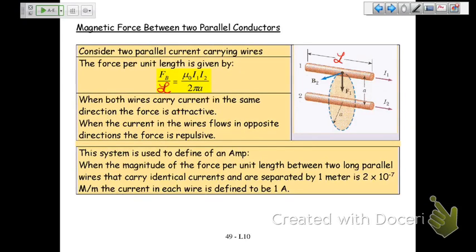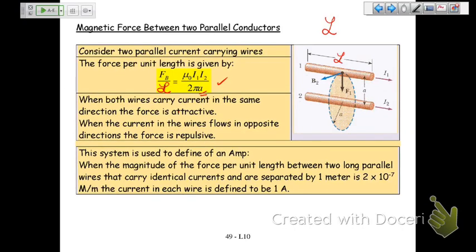No, this is a curly L. Oh, it's 2 pi A. This is an A down here. That's an A. Okay. So consider two parallel current carrying wires. The force per unit length is given by this, so know that equation.